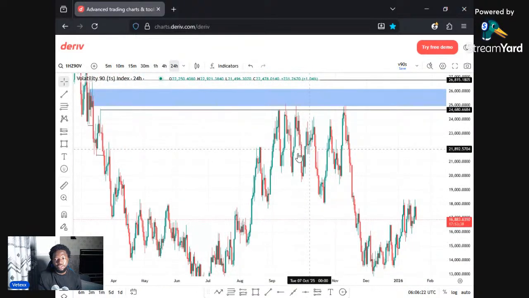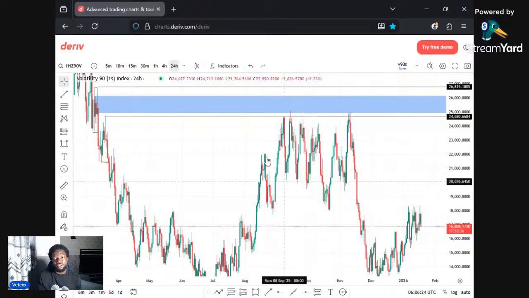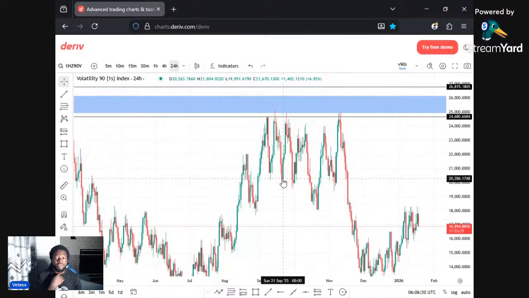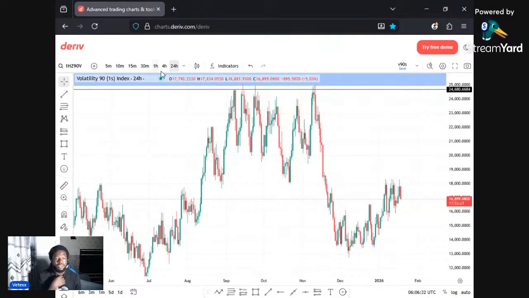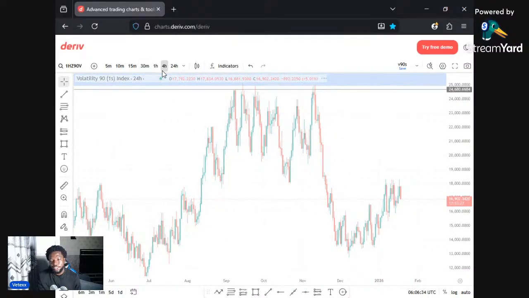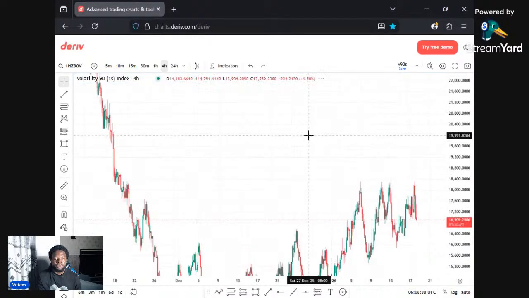Okay, price tapped into the zone and started selling. Okay, this is on the 24-hour time frame. Remember, once you see pairs on the 24-hour time frame selling, you don't go to the 15 minutes time frame. You check the 4-hour time frame to see if there's any continuation there. So let's go to the 4-hour time frame to see if we see anything tangible.